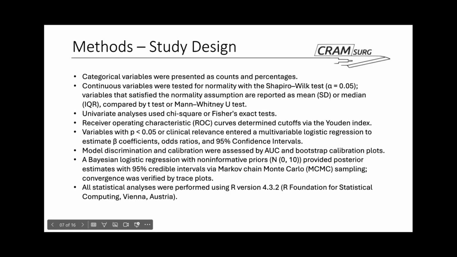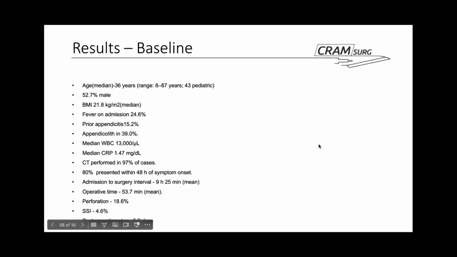This is all the things about the study design. Now the results will be discussed by my colleague Pratik.